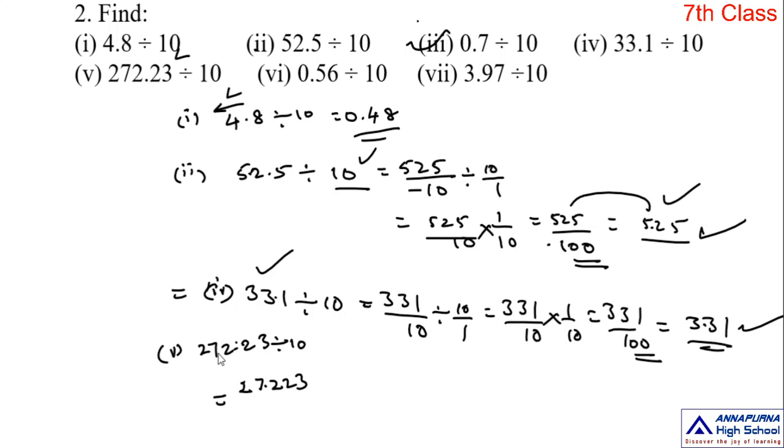27.223. Did you understand? 272.23 by 10. We are dividing this decimal number by 10. So you should shift the decimal point to the left by 1 digit. Why? Because in this 10 only 1 zero is there. So 27.223. So this is the answer. So like that you do the 6th one and 7th one, HW.